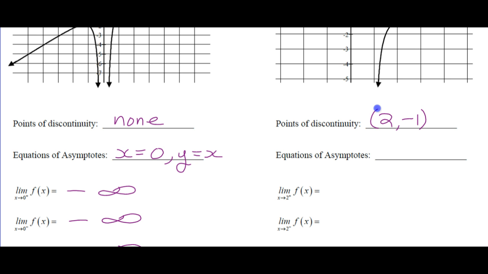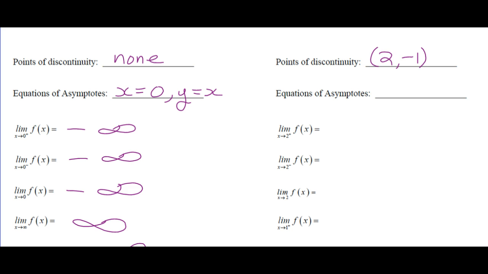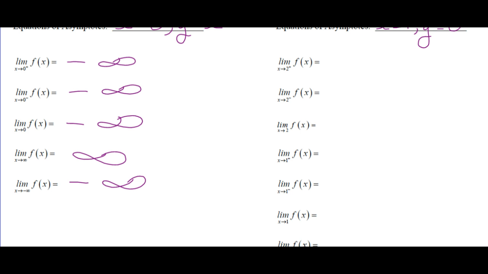Asymptotes. X equals 1 and y equals 0. Okay, limits. The limit as x approaches 2 from above. Negative 1. Thank you. There's a point discontinuity there. And as x approaches 2 from below. And then just in general, as x approaches 2. Thank you, you're catching on.